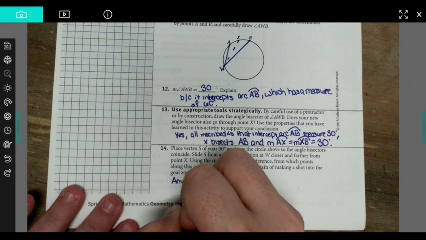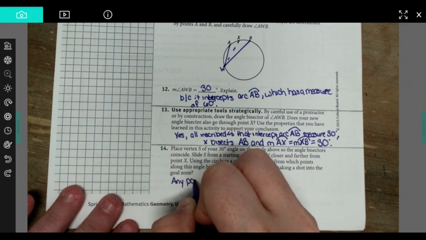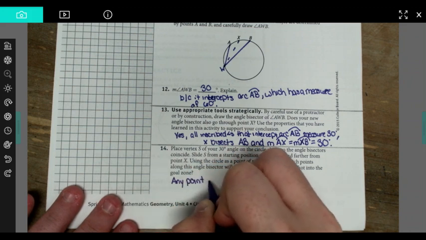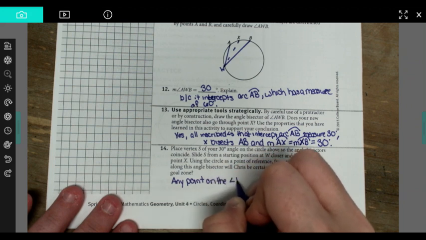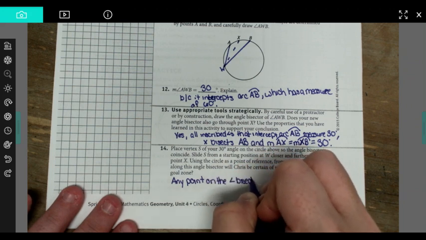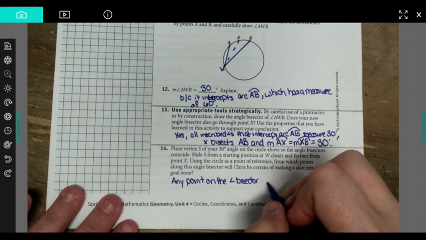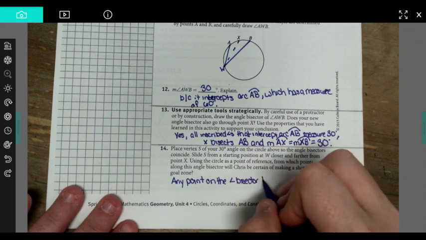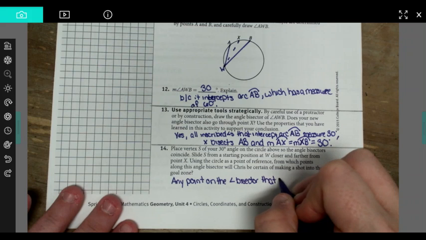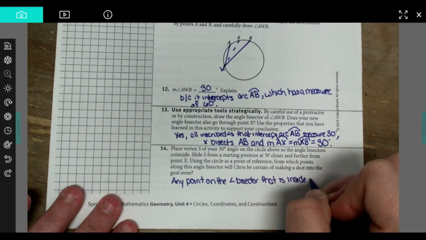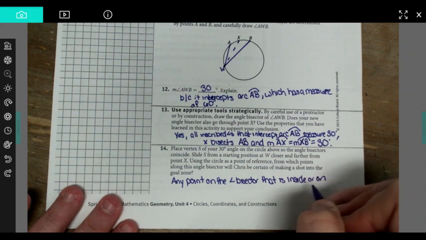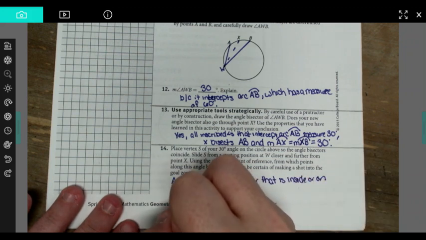This would be any point on the angle bisector that is inside or on the circumference of the circle.